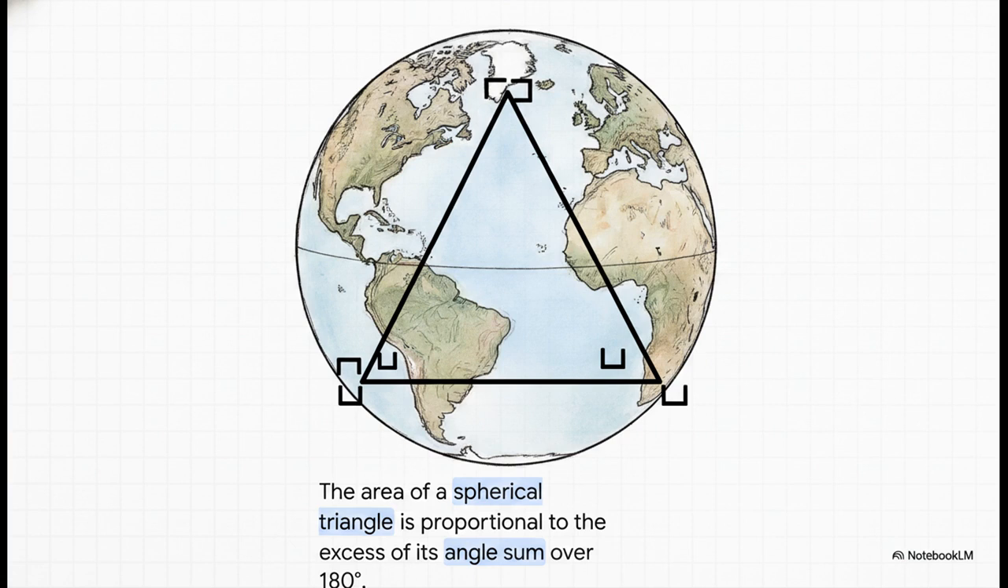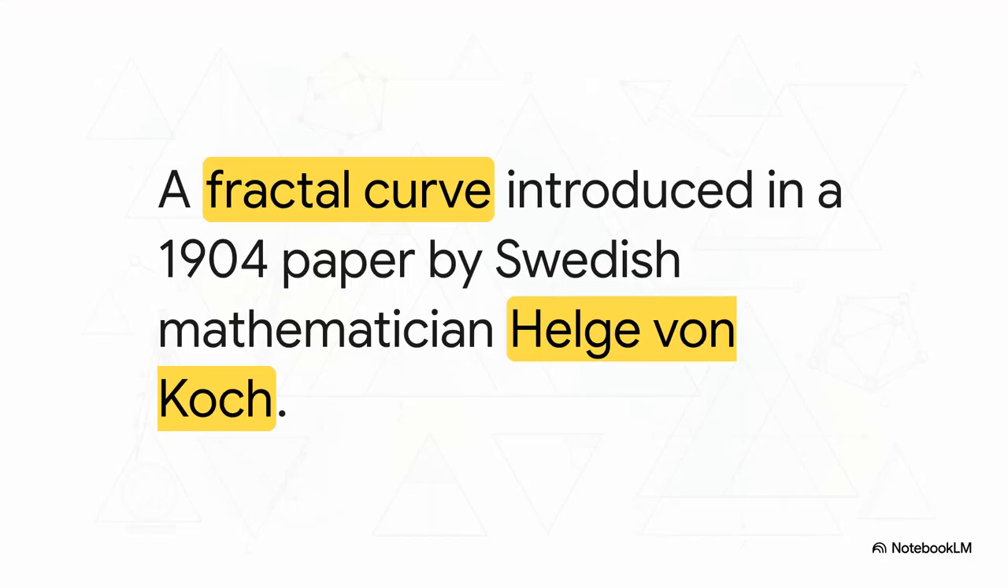To put that into perspective, imagine drawing a massive triangle on the Earth. You start at the North Pole, draw a line straight down to the equator, go a quarter way along the equator, and head straight back up to the pole. You have just created three 90-degree angles. That's 270 degrees sitting inside a single triangle. Crazy, right?